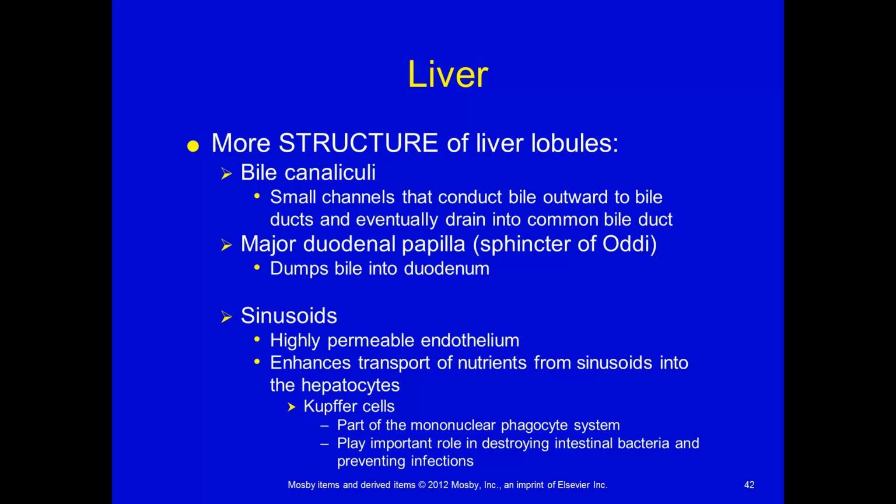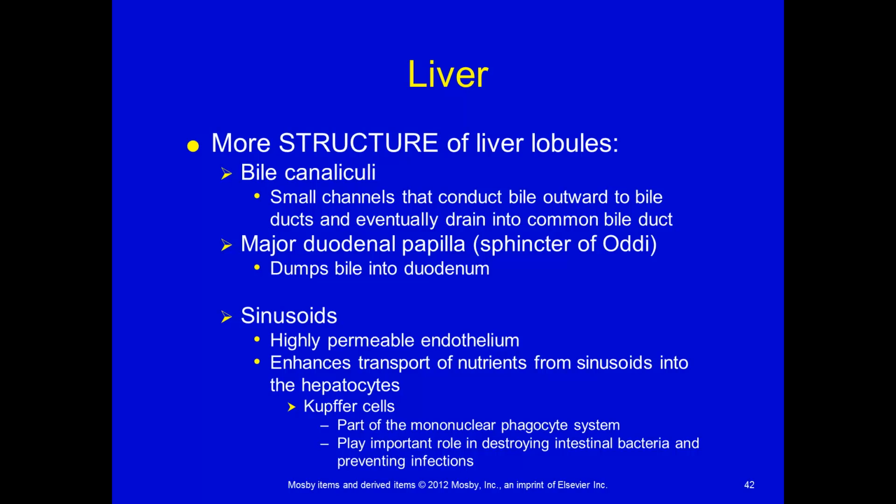They enhance transport of nutrients from those sinusoids, or from those capillaries, into the hepatocytes. To be clear, bile is produced by the hepatocytes in the liver. So I just wanted to be clear about that. And then a big component of these sinusoids are cells called Kupffer cells.